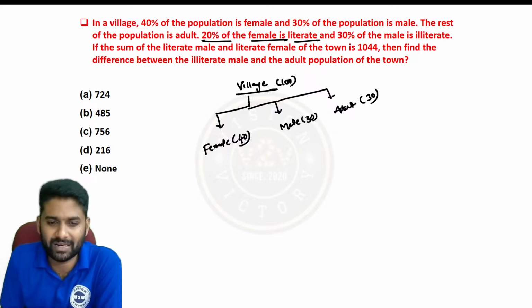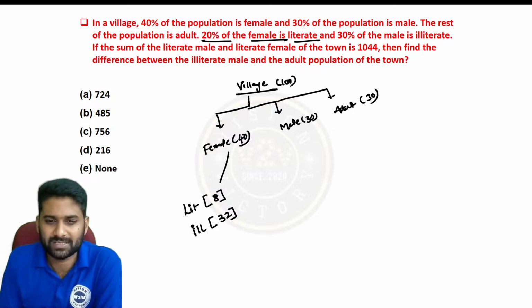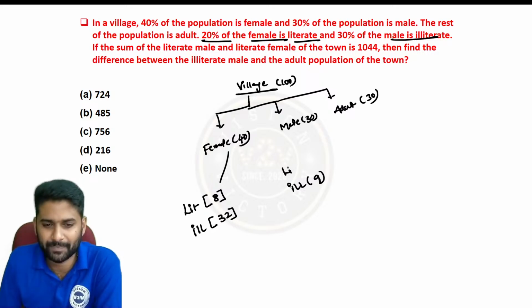20% of females are literate. 20% value becomes 8. Now what about illiterate value? 32 units. Next, 30% of males are literate. 30% is 9, illiterate. So the literate value is 21.